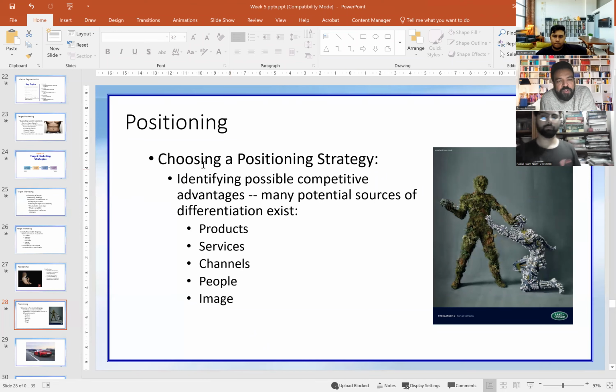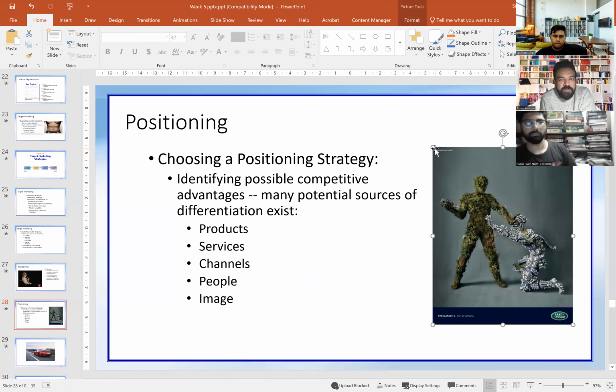How do you choose a positioning strategy? You can identify possible competitive advantages, like products, services, channels, people, and image. So these are the different strategies you can take.